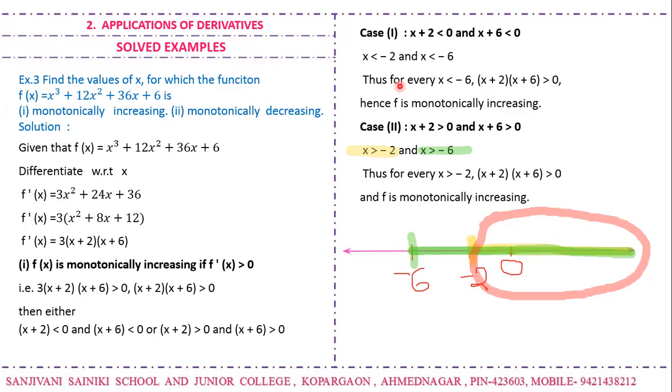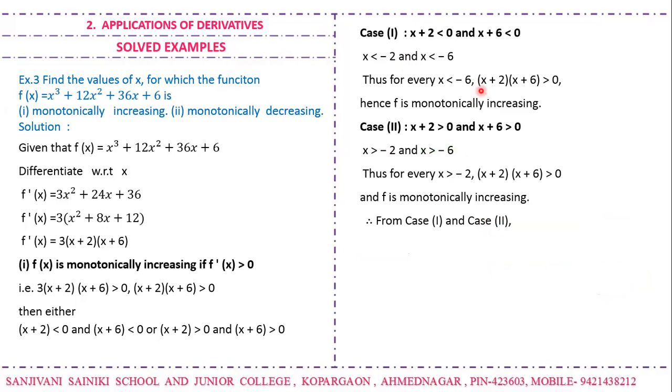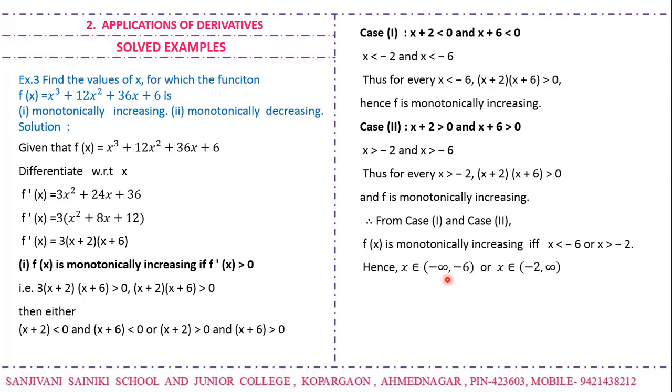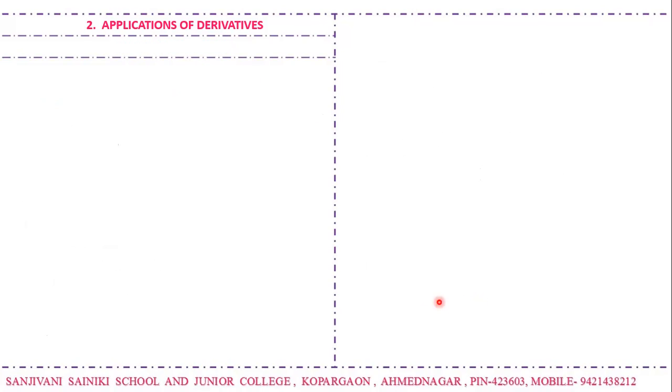Now the first case says that when x is less than minus 6, the function is monotonically increasing. In the second case, when x is greater than minus 2, again the function is monotonically increasing. So we combine these two. We get x less than minus 6 or x greater than minus 2. That is, whenever x belongs to minus infinity to minus 6 or x belongs to minus 2 to plus infinity, in both cases the function is monotonically increasing. So we can write it as the set of all real numbers minus that particular interval.